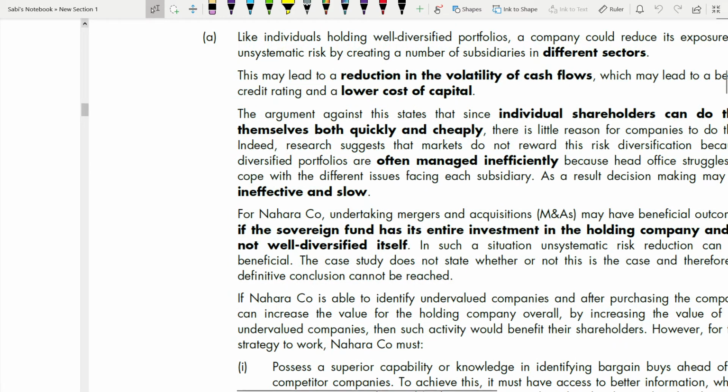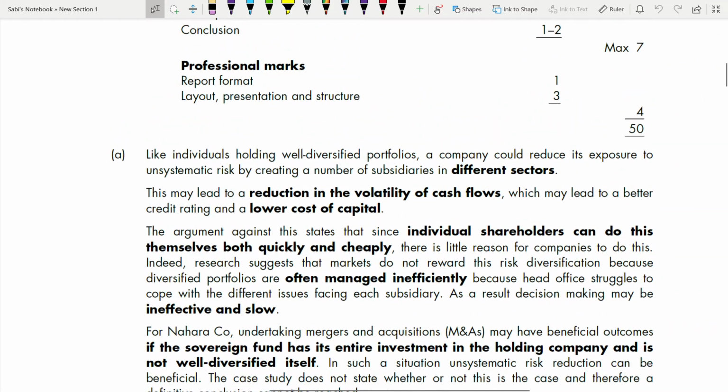We'll see how it is. Like individuals holding well diversified portfolios, a company could reduce its exposure to unsystematic risk by creating a number of subsidiaries in different sectors. That's the meaning: if companies have different subsidiaries in different sectors, then they can reduce their exposure to unsystematic risk, like how individuals are holding well diversified portfolios. So they are linking the individual with the company. Why are they linking this? Because you want to prove that point, diversification of risk. That's why you're bringing this point.